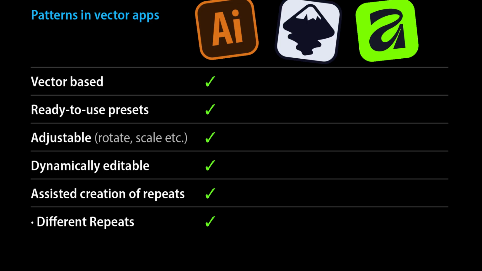So to sum this up, in Inkscape we have vector-based patterns. They can also be pixel-based or mixed. We have ready-to-use presets that are adjustable directly inside of the object, very intuitive. The objects inside of the pattern are not dynamically editable. You can only change the color. But we have an assisted creation for difficult repeats, but it does not support different repeats.